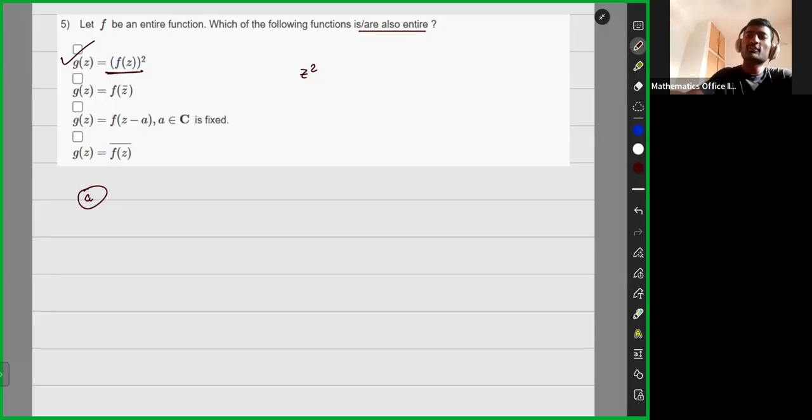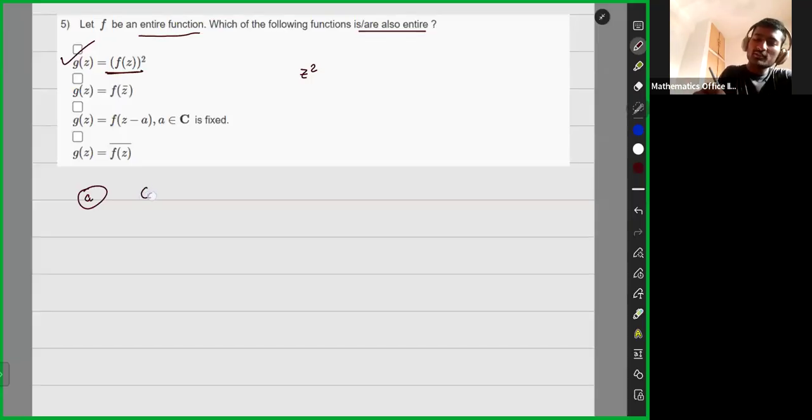There were product rules of differentiability. How do you differentiate a product? Let's say f1 into f2, then f1 into f2 prime plus f2 into f1 prime. This is the derivative. So that way it is always differentiable. And f is already entire, so no need to worry about it, right?